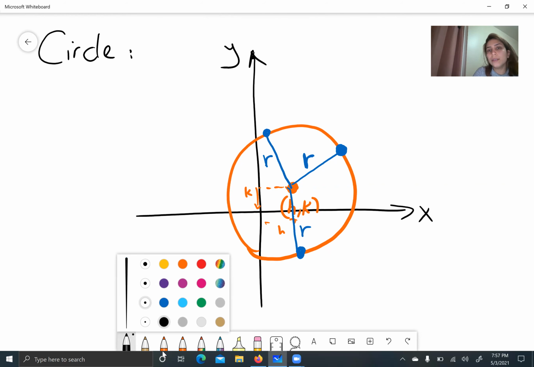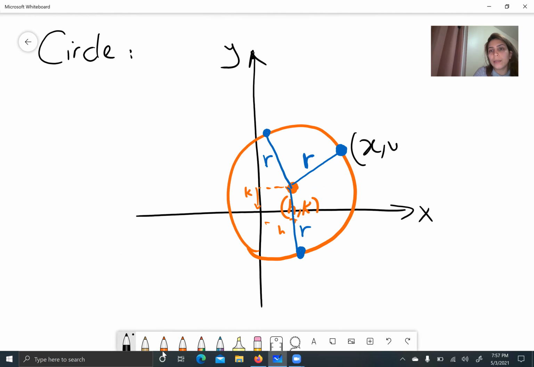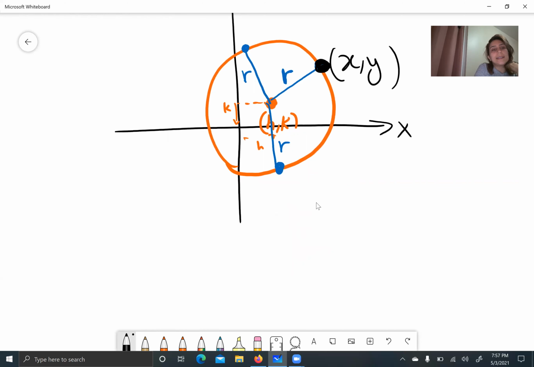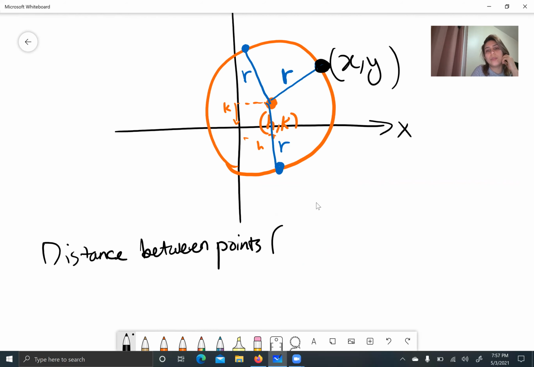So pick any point, X and Y. You pick any point, we know that point has an X coordinate and a Y coordinate, right? Okay, so we know the distance between points. What are the points? One point is X and Y, and the other point is the center. The center is H and K.